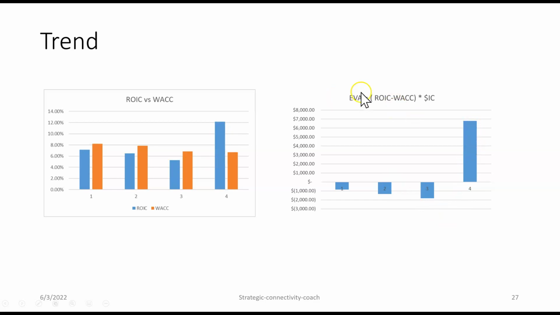So EVA basically quantifies in dollar value the difference between the return on invested capital and the weighted average cost of capital.